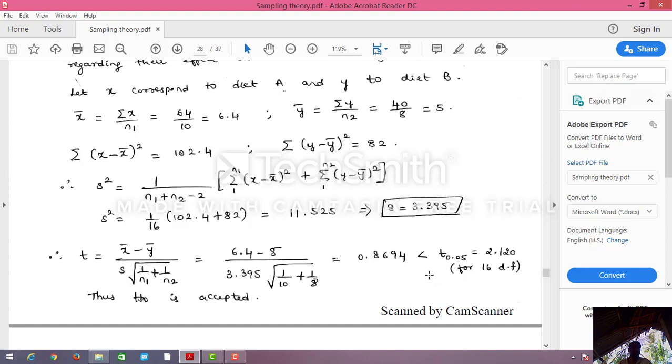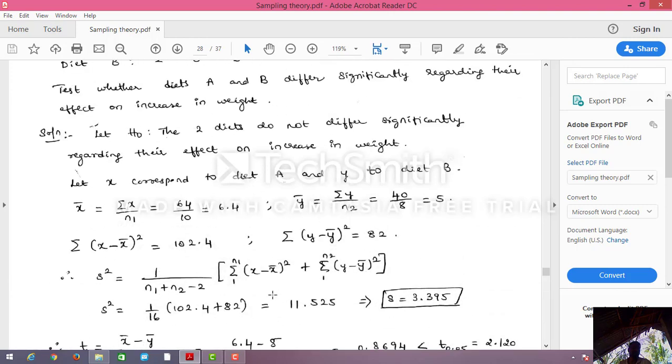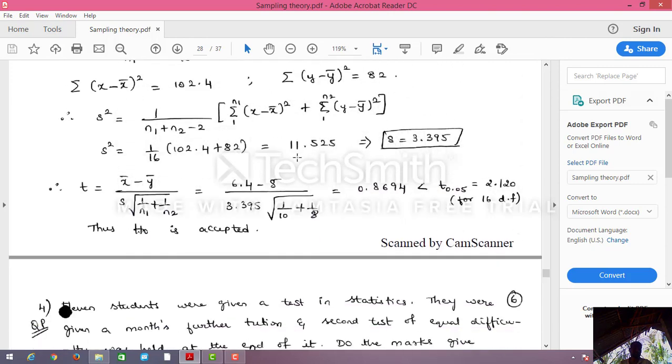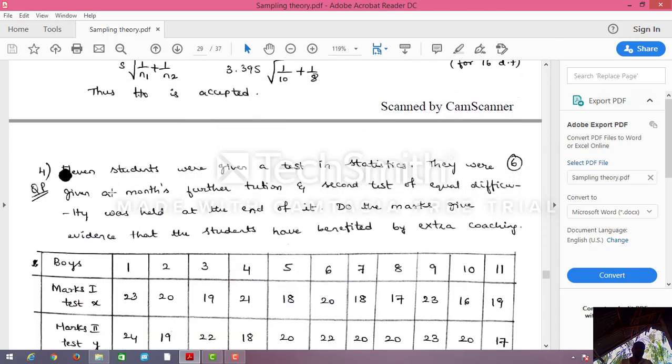So hence the hypothesis is accepted. What is that hypothesis? Two diets do not differ significantly. We have taken that, so hence the hypothesis is accepted. Right. Same way we are going to solve one more problem.